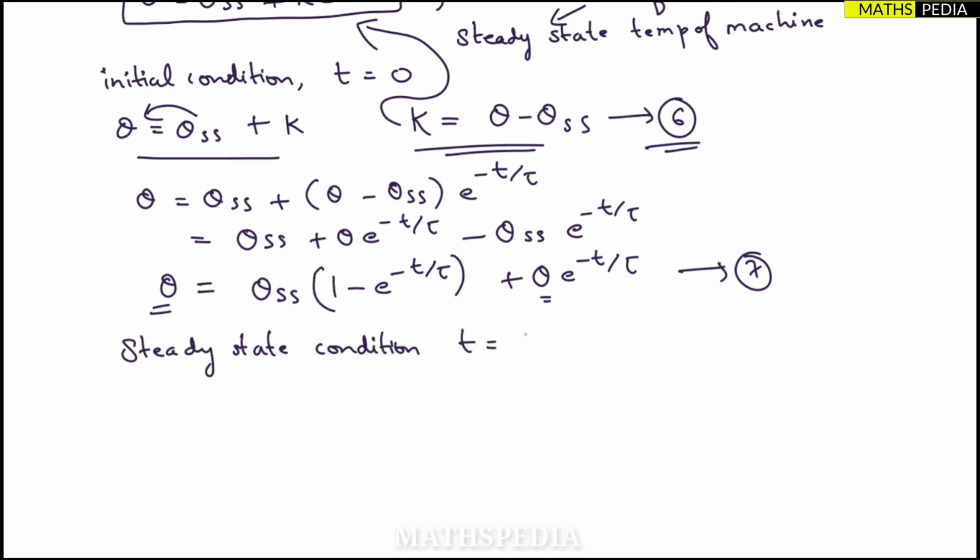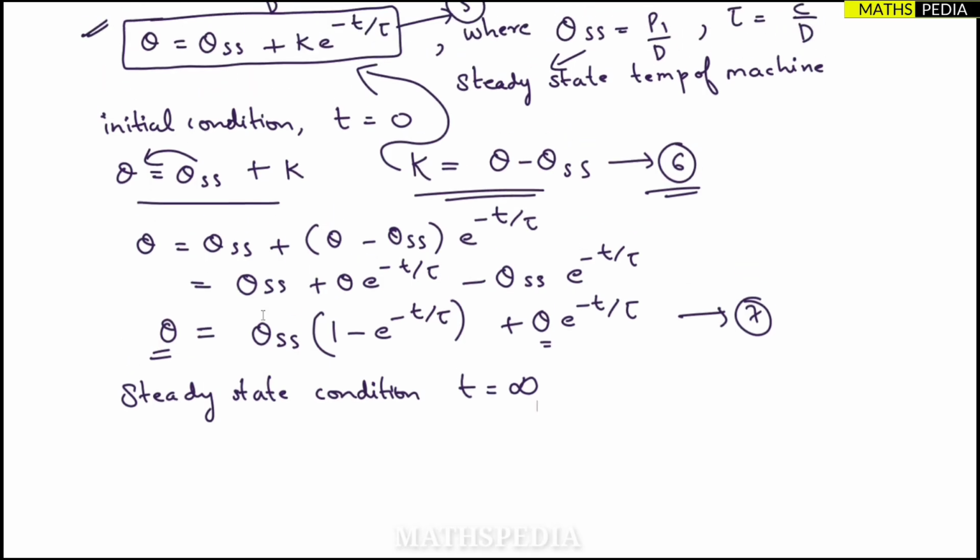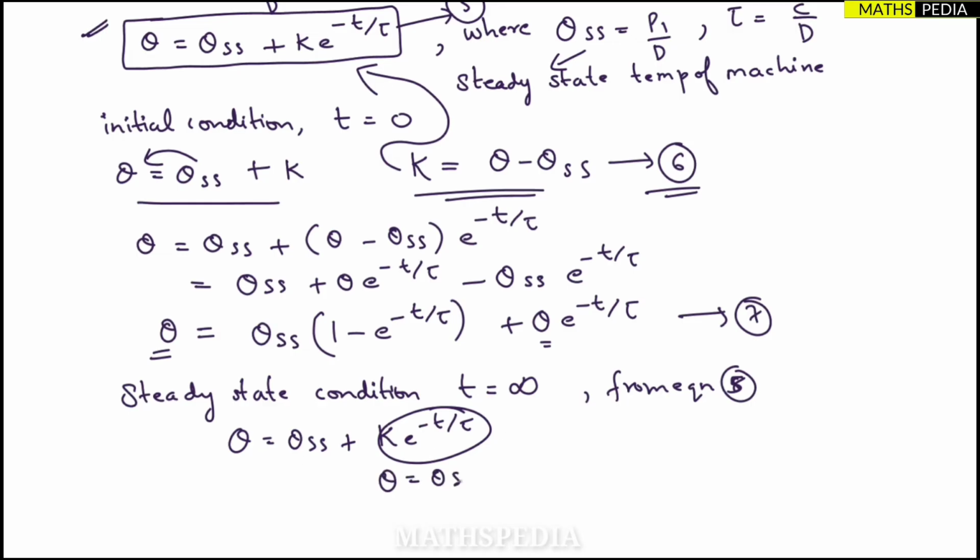T value should be infinite. So when t is infinite, this entire k term becomes 0. Okay, so what will happen? Theta is equal to theta ss plus, from equation 5, this k e power minus t by tau term will become 0. So theta is equal to theta ss. This is what a steady state condition.